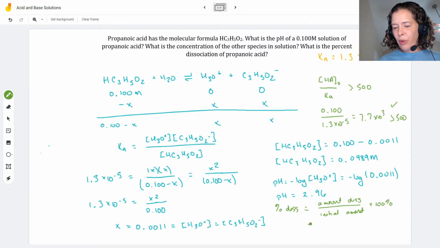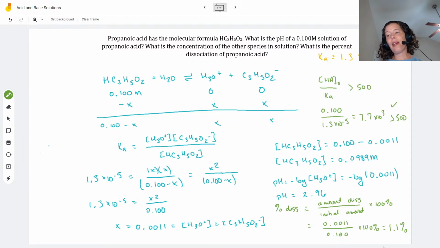Okay, so for this problem, my amount dissociated, again, is my x. I already have that. That is how much dissociated. So I'm just going to plug that in. And my initial amount is my initial amount of acid specifically. So this is my initial concentration of propanoic acid, which is 0.1000. And of course, I just multiply this by 100%. And then I get a percent dissociation of 1.1%.